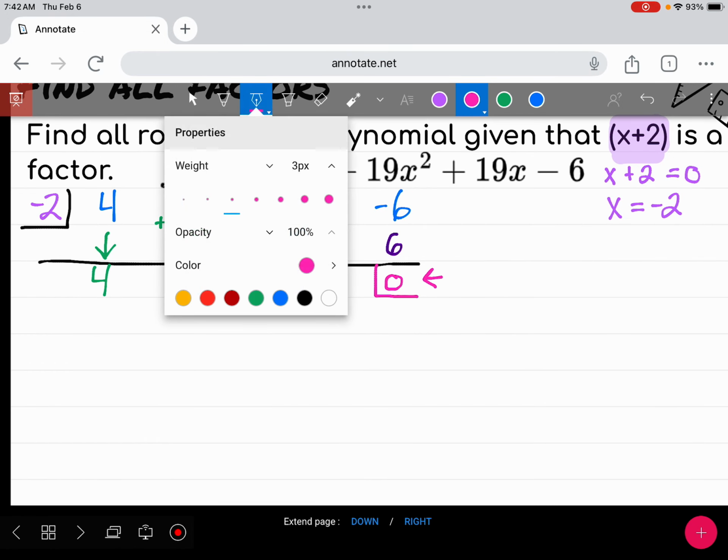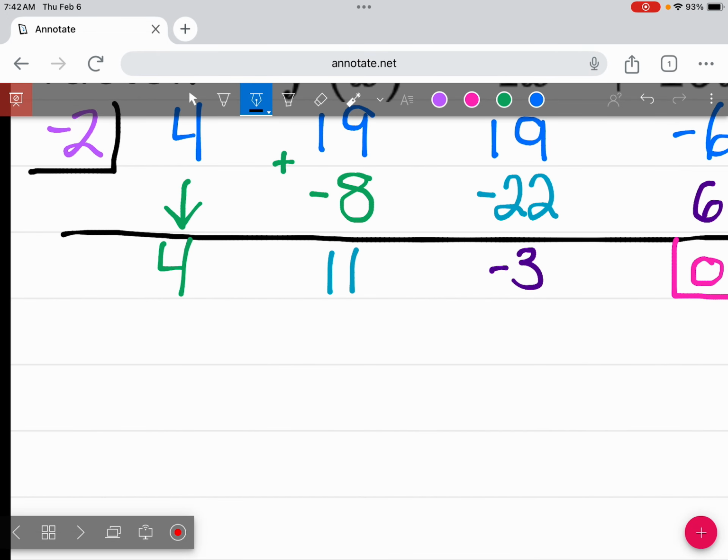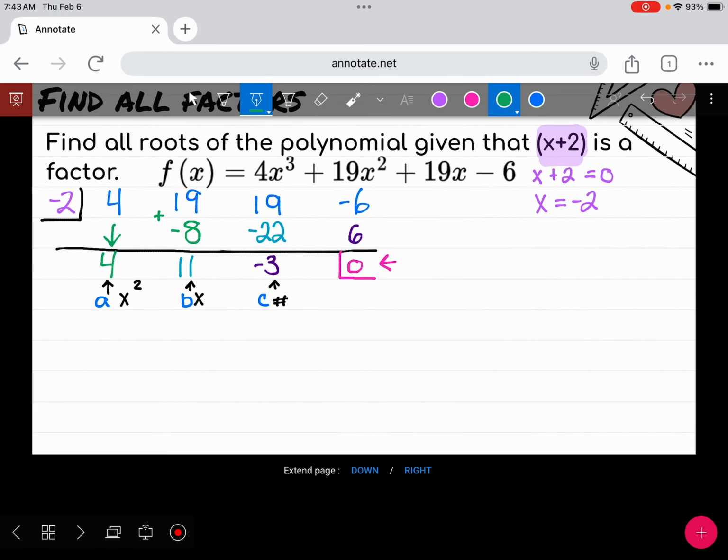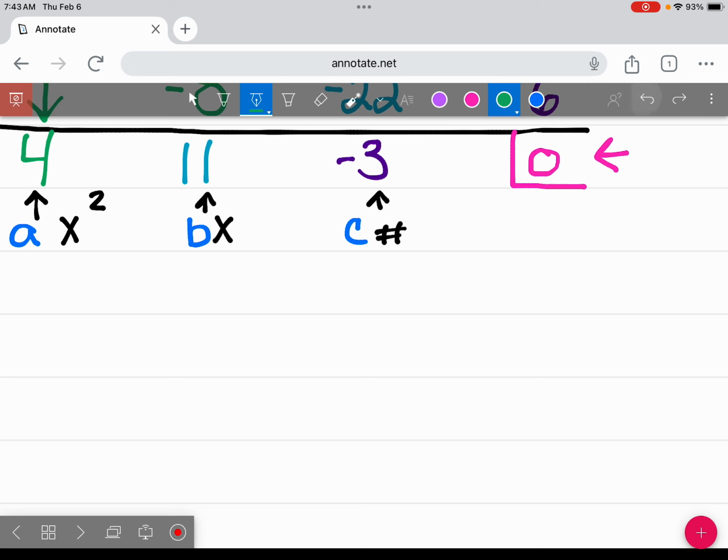Cool. Our next piece is to look at what we have left over, and remember that this guy is going to have what power with it? X squared. And this guy's going to get my x's, and this guy's going to be a number all by itself. Which tells me that this is my A term, this is my B, and this is my C. Just like with our standard form, Ax squared, Bx, and C.